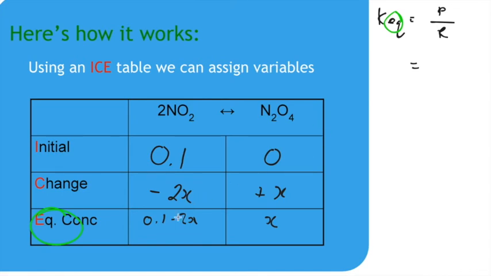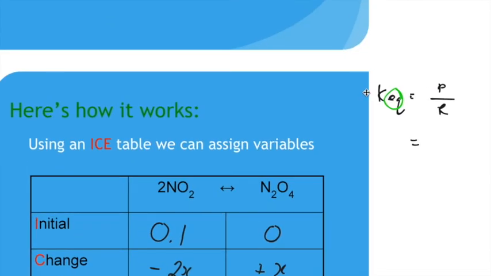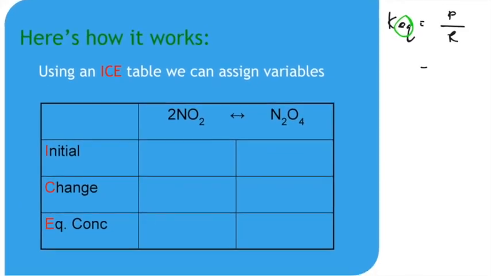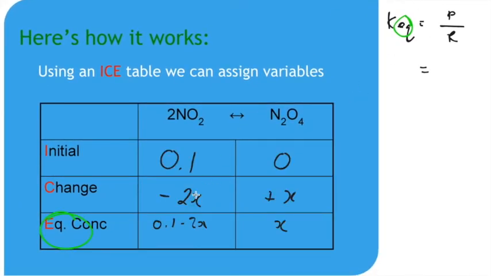Now right away we can see if we substitute in our equilibrium concentrations and we have an unknown KEQ, we have one equation with 2 unknowns. Fortunately, looking back at the question, what we see is that we're told at equilibrium the concentration is 0.016 moles per liter. Let's put in that value now. So 0.1 minus 2x equals 0.016.